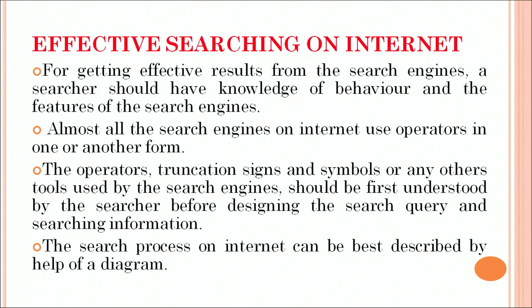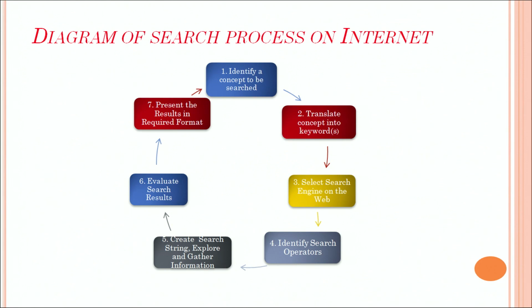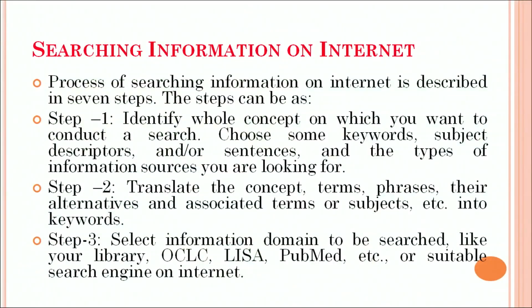The search process on internet can be best described in this diagram, where we are showing you there are 7 points, which show how we can start a search and how finally it should be given the shape. The process of searching information on internet is described in 7 steps. Step 1 is to identify the whole concept on which you want to conduct a search, choose some keywords, subject descriptors and or sentences and the type of information sources you are looking for.